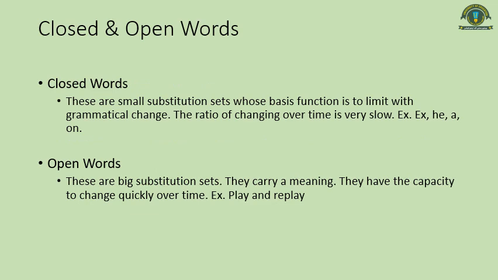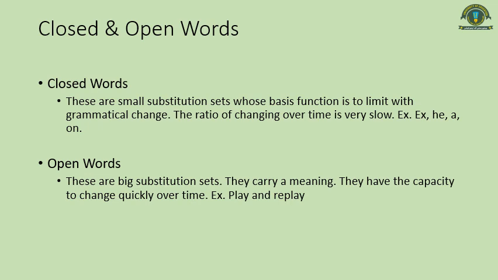Another way of looking at words is classifying words into closed items and open items. What do we mean by this? Closed items are small substitution sets whose principal function is grammatical. They change slowly over time. It's similar to the invariable words.